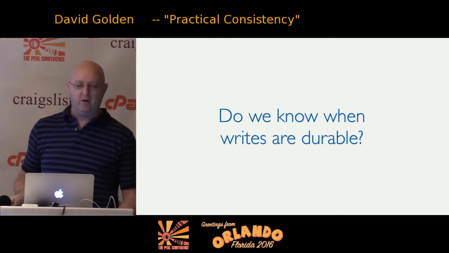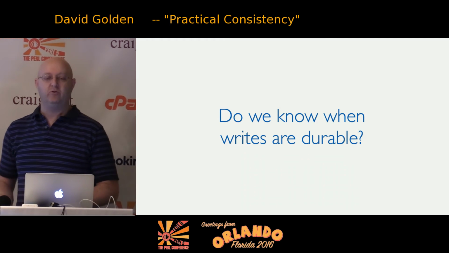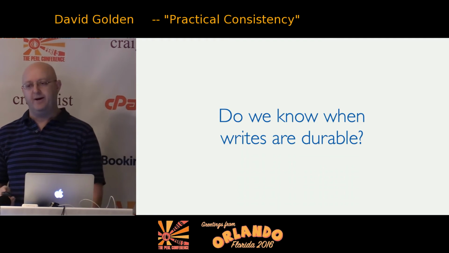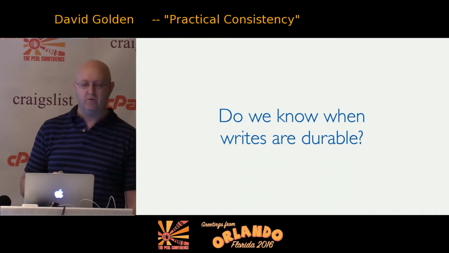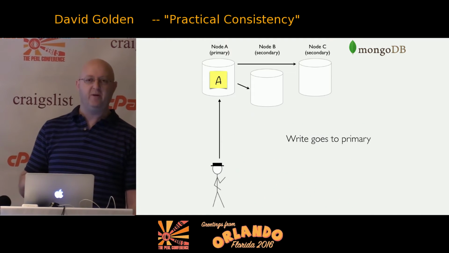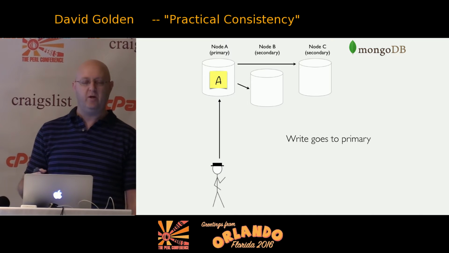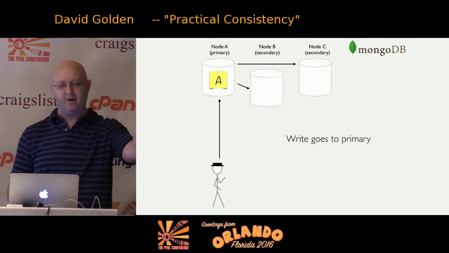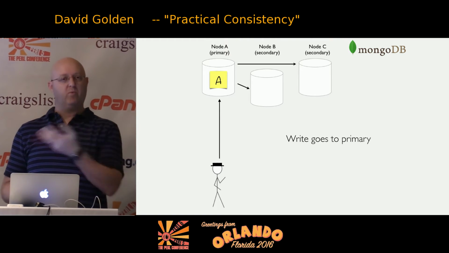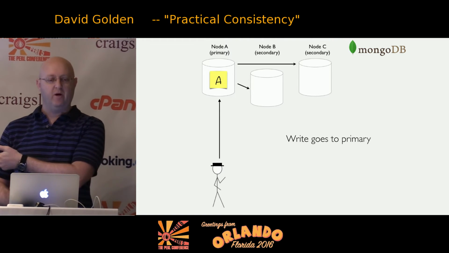So how do we know when writes are durable? Do we even know when writes are durable? And a little bit we can talk about later, do we even care? So I'll give another MongoDB example here. In MongoDB, the client writes to the primary node. So we're going to write the value A to the primary, and the idea is that this is going to get replicated off to the other nodes.